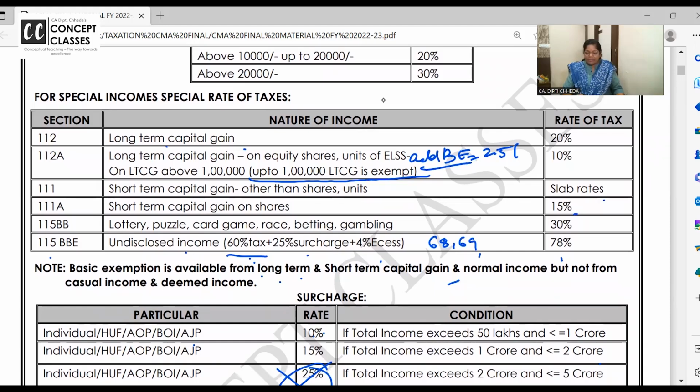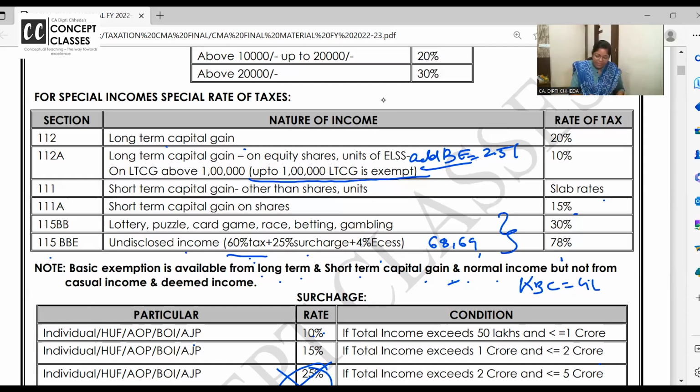Basic exemption is available on long-term and short-term capital gain and normal income, but not on casual income and other income. Like these two, if I say, okay, I am a housewife. I have not received any other income except that I went to KBC and I have won a prize of 4 lakh. Ma'am, but KBC, I went to Mumbai to the sets of Film City and traveling and staying in a hotel. Are any expenses allowed? No. Ma'am, I have won a lottery of 1 lakh, but lottery ticket is 10,000. Is it allowed? No.